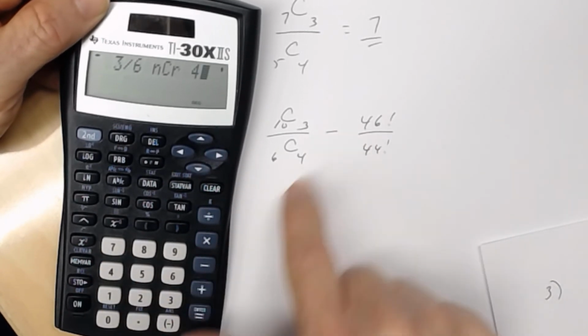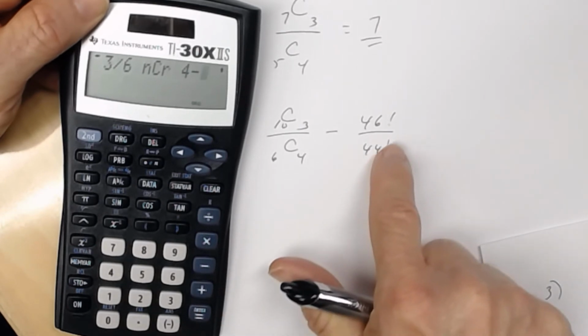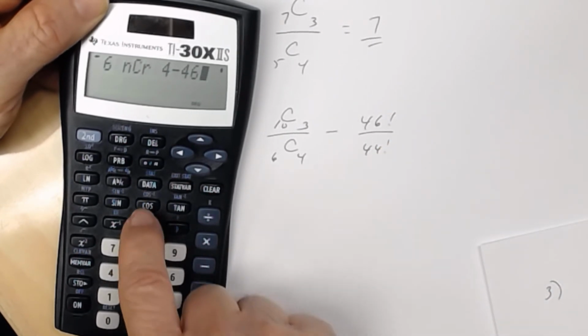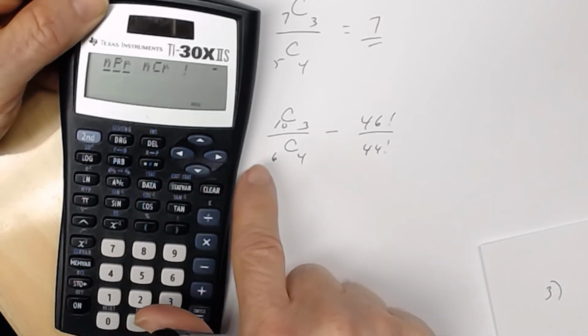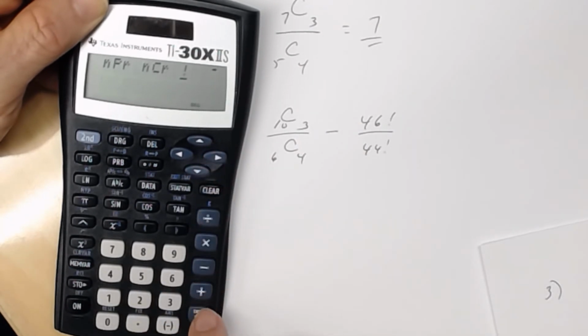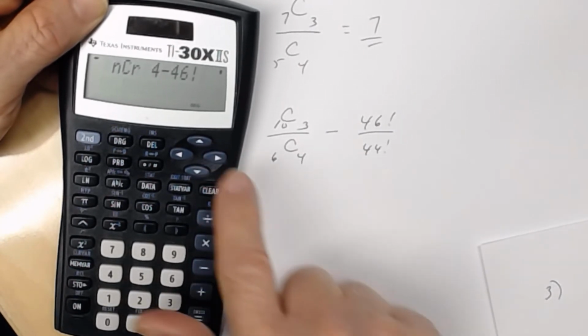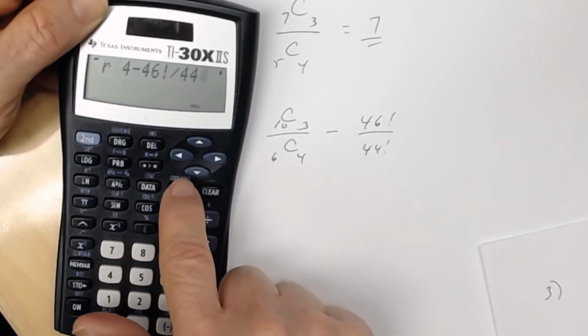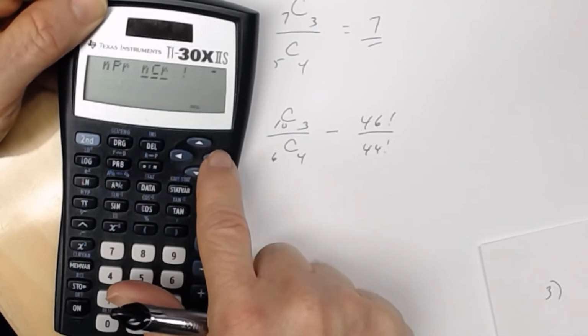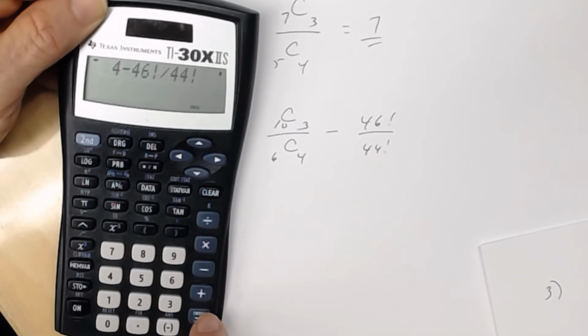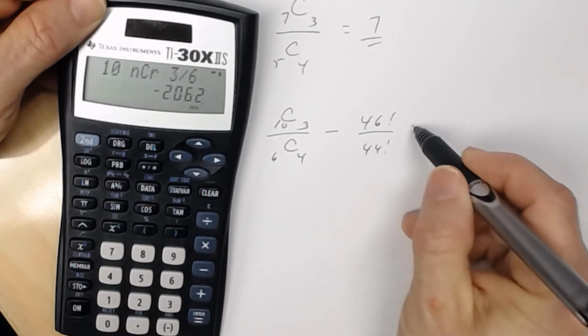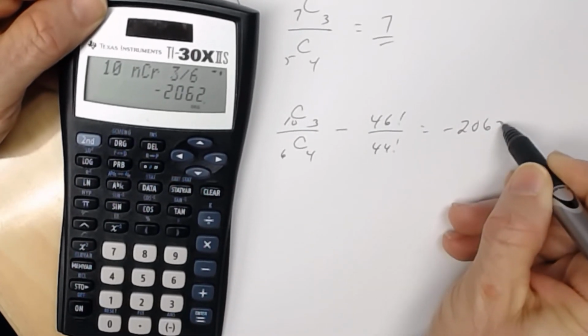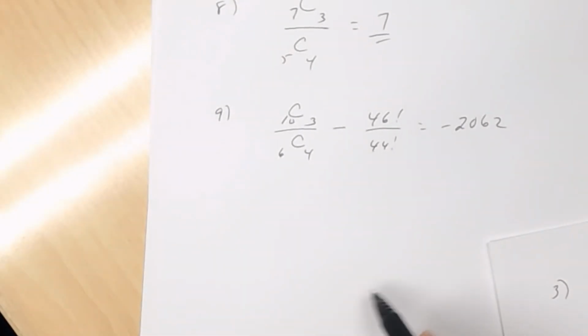Okay, and then you're going to subtract. So minus 46 factorial, PRB, go to factorial now. Remember where that is, right here. So you see 46 factorial divided by 44 factorial, press equal, and you get negative 2062. Okay, that's what you should get.